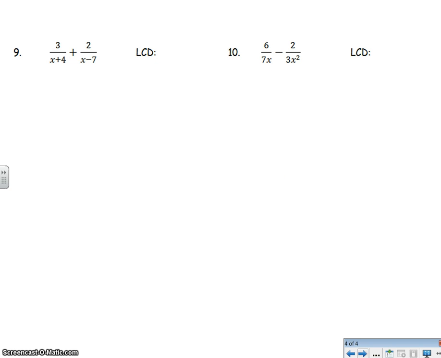And let's try two more here. These are a little bit more complicated, but they don't necessarily need to be. So when we look at number 9, we have x plus 4 and x minus 7 as our denominators. Let's go ahead and let's just multiply each of these fractions by the other one's denominator. So for this one, we will multiply the second fraction by x plus 4 over x plus 4, and we will multiply the first fraction by x minus 7 over x minus 7. When we do this, this makes our common denominator x minus 7 times x plus 4.